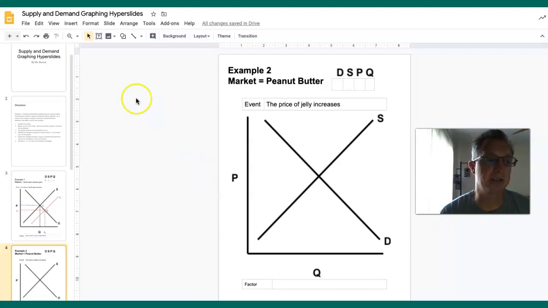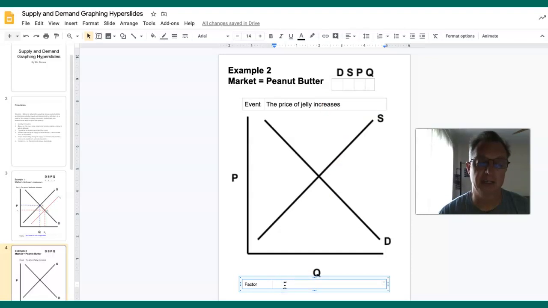So the way you do this is, number one, determine what the market is. So we have peanut butter, and we have the event: the price of jelly increases. So first we've got to determine what the factor is that's going to shift these. Is it a supply factor or a demand factor? In that case, you have jelly and peanut butter go hand in hand. Those are known as complementary goods. So that means that the price of complements comes into play.